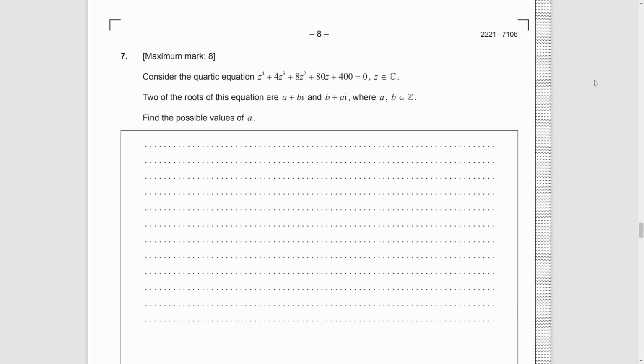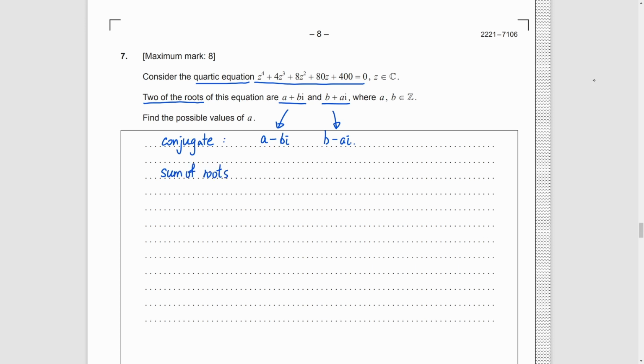Question 7. A quartic equation with complex roots. There are 2 roots and we need to find the value of a. When we have a complex root of an equation, its conjugate must be a root of this equation also. So, we can get two more roots in terms of a and b. As we have all the roots of this equation, we can consider the sum and product of roots of this equation.